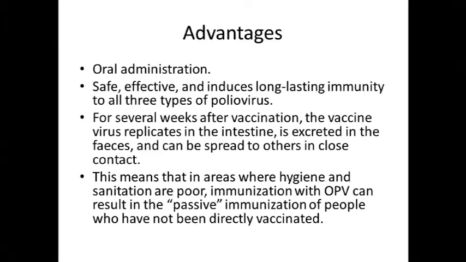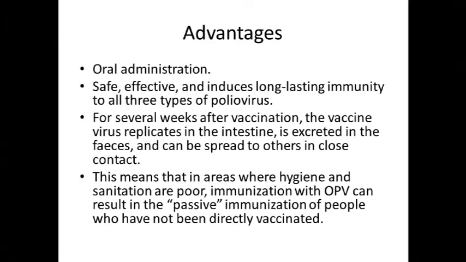The advantages of oral polio vaccine: the best thing is it is convenient because it is administered orally, because of which its safety and efficacy is increased, and it induces long-lasting immunity to all 3 types of polio virus against which the vaccine is available. What happens is, once the vaccine virus enters the human body, since it is live in nature, it is going to undergo replication and multiplication. And this replication continues for several weeks after vaccination.